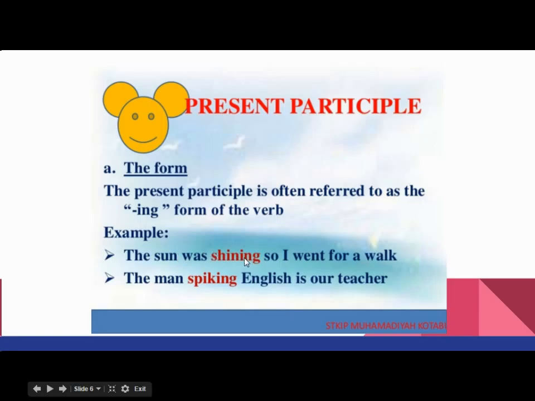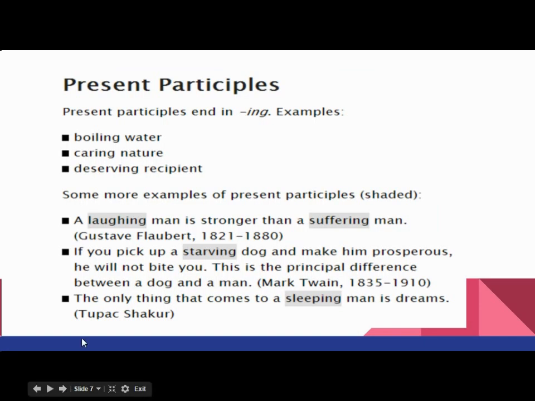So the sun was shining, so I went for a walk. Shining is describing the sun. The man speaking English is our teacher. Speaking is describing the man who's speaking English. That's how we know this man, the one speaking English.